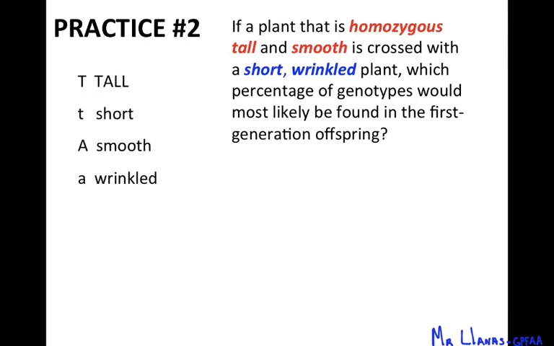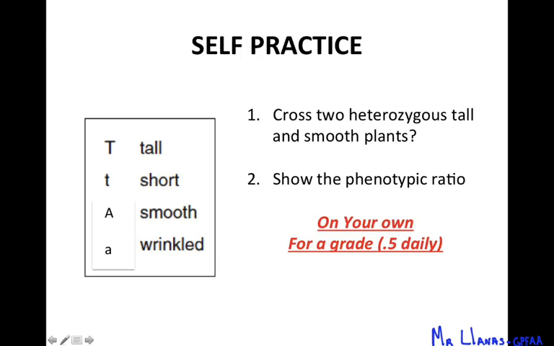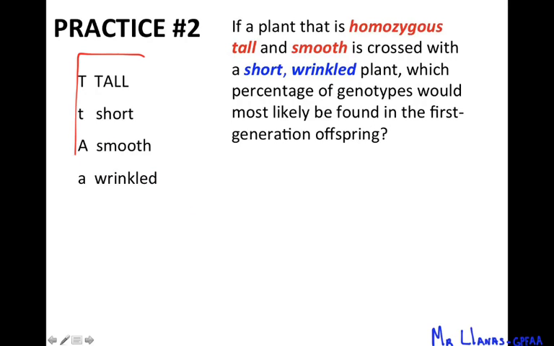Okay, so let's look at our practice problem. It says if a plant that is homozygous tall and smooth is crossed with a short and wrinkled plant, which percent of genotypes will most likely be found in the first generation of offspring? So they want to know the genotypes, right? And this is the key for our alleles.